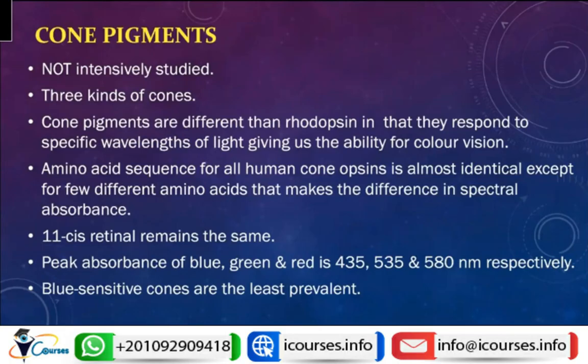The cone pigments are not as intensively studied as the rods, so we don't know the exact molecular structure or configuration of the cone pigments. But we know that we have three types of cone pigments that differ from rhodopsin because they have different spectral sensitivity, responding to different wavelengths like red, green, and blue. The opsin itself is almost identical, except for a few amino acids that make the difference in spectral absorbance.